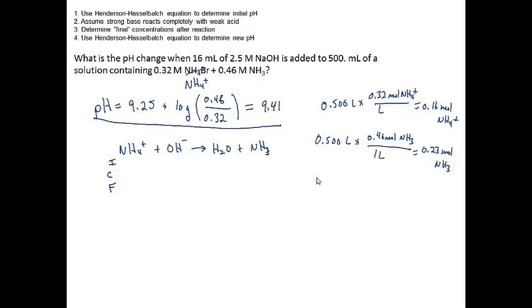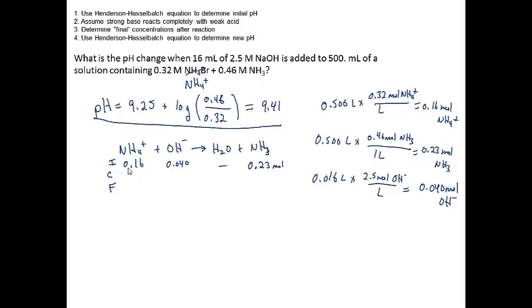The hydroxide is 0.016 liters times 2.5 moles of hydroxide per liter. That comes out to be 0.040 moles of hydroxide. So we insert these in here. So it's 0.16 moles of ammonium ion, 0.040 moles of hydroxide, water we don't care about, 0.23 moles of ammonia.